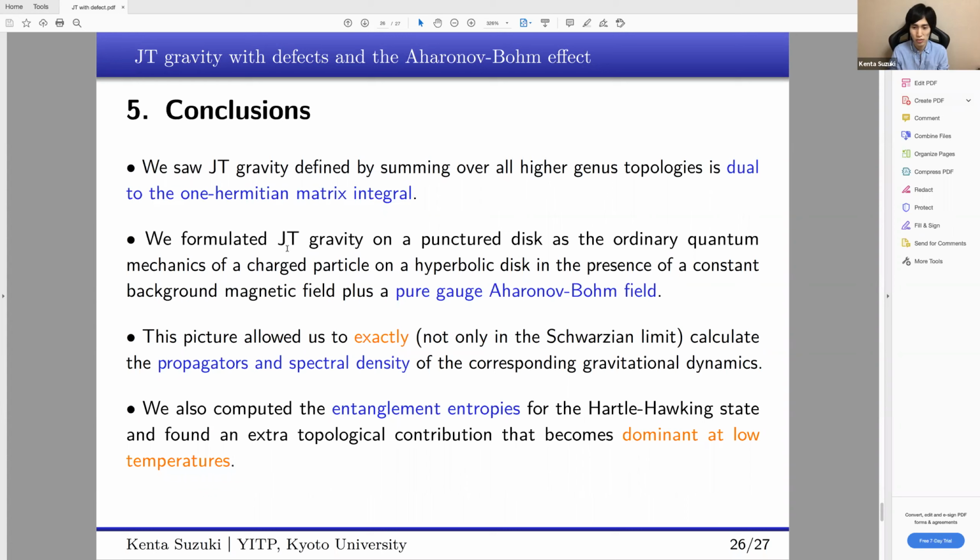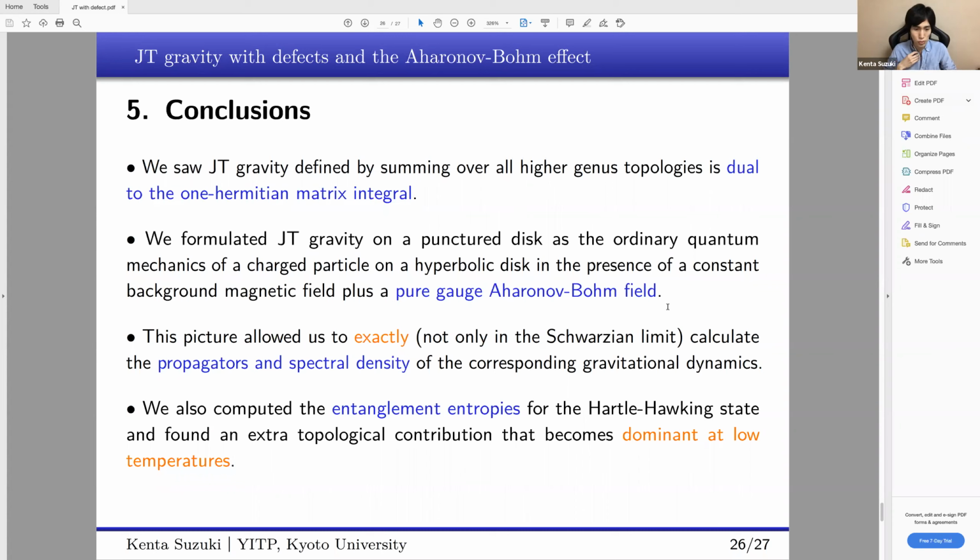And then in the second part, we discussed JT gravity on the puncture disk, and I explained that such a geometry naturally appears when we generalize the dilaton potential of JT gravity. We then formulated such a deformed JT gravity in terms of a standard quantum mechanical system with a constant background magnetic field plus a pure gauge Aharonov-Bohm field.